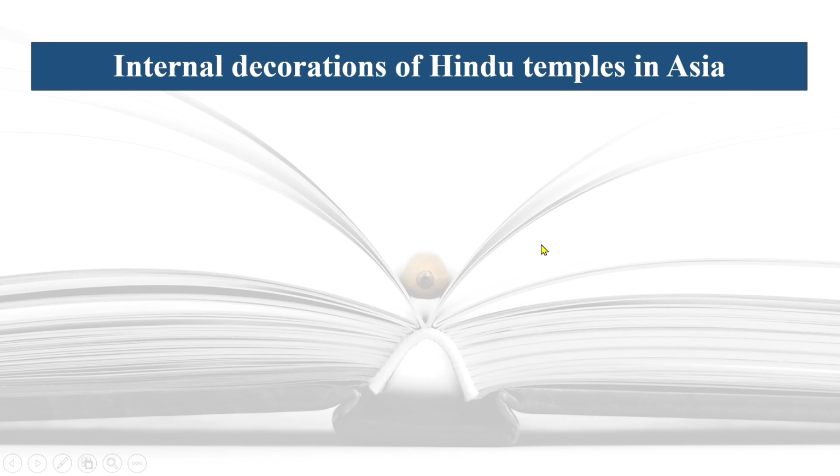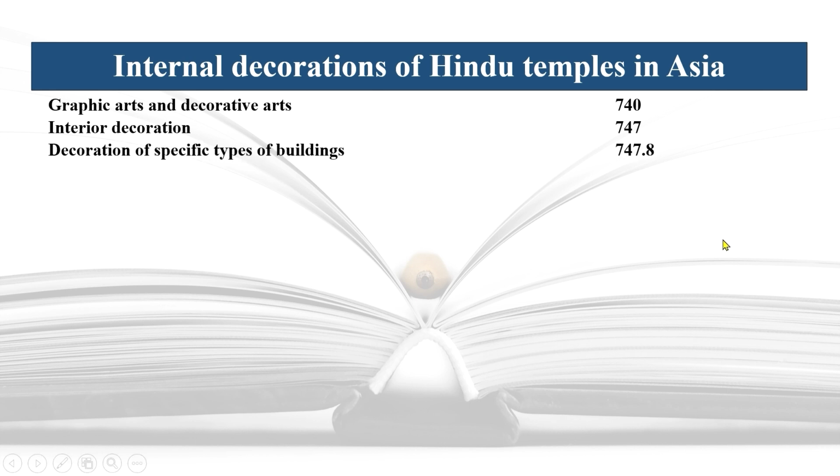Primarily we will proceed with graphic art and decorative art, which is in 740. Interior decoration is in 747. Again, you may ask how we can understand that interior decoration is in 747. For it, you can either go to the third summary or take the help of the relative index in volume 4 of DDC, from where you can easily get the number for interior decoration, which is 747. Under interior decoration, there is a number under 747.8, that is decoration of specific types of buildings.